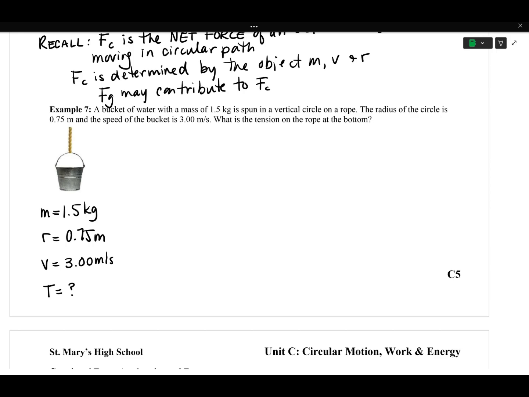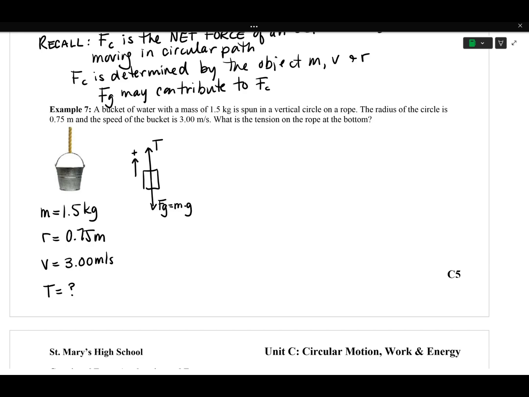Okay, what is the tension in the rope at the bottom? So now I'm looking for my tension force. So they've told us it's at the bottom of the circular path. So we're going to draw our bucket. And then if it's at the bottom, the tension is going to the center, and the force due to gravity is acting in the opposite direction. So to the center is going to be positive.